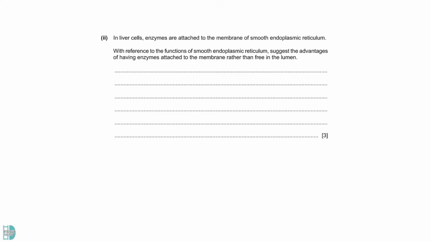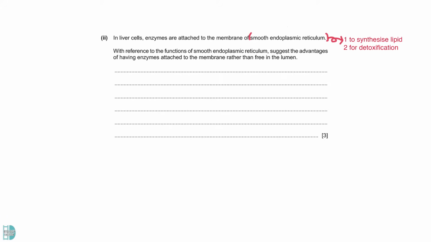Question 2 is about the enzymes attached to the membrane of smooth ER. You have to suggest the advantages of having enzymes attached to the membrane rather than free in the lumen. To answer this question, you have to first know the functions of smooth ER. There are two main functions. Number 1, to synthesize lipid. Number 2, for detoxification. The question is asking you why it is good to have enzymes attached to the membrane.